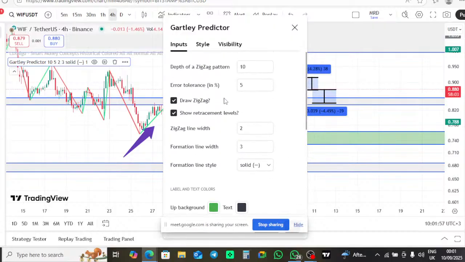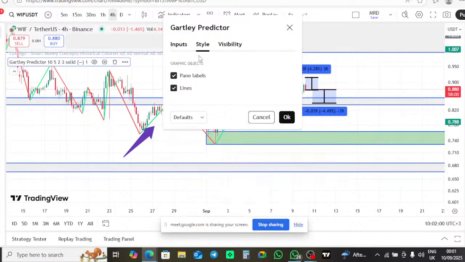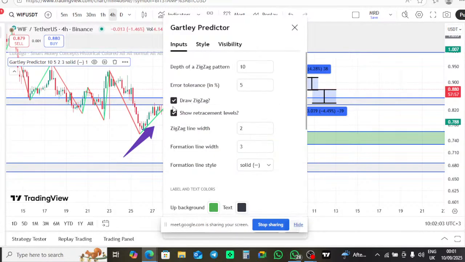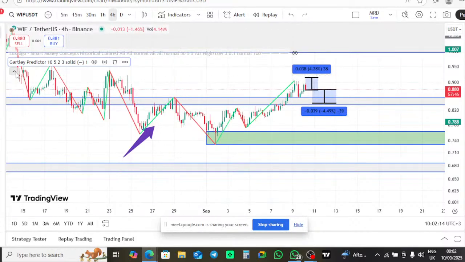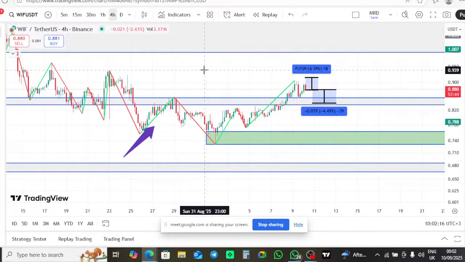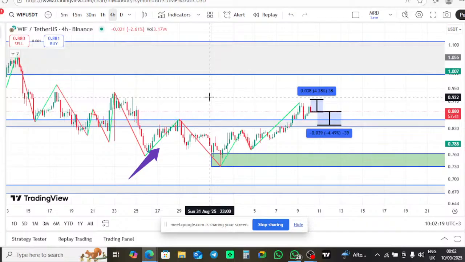Okay, so Gartley Predictor is not having more settings. You just need to understand it, nothing else. If you want the zigzag line, put it there. If you don't want it, it is okay. All is okay. Okay, now let's go. Now, this Gartley Predictor will help you to predict where the market will go in the future. But not in most of the coins. Most of the coins, it may not predict them. But when you get the one that is predicted, then you are good to go.